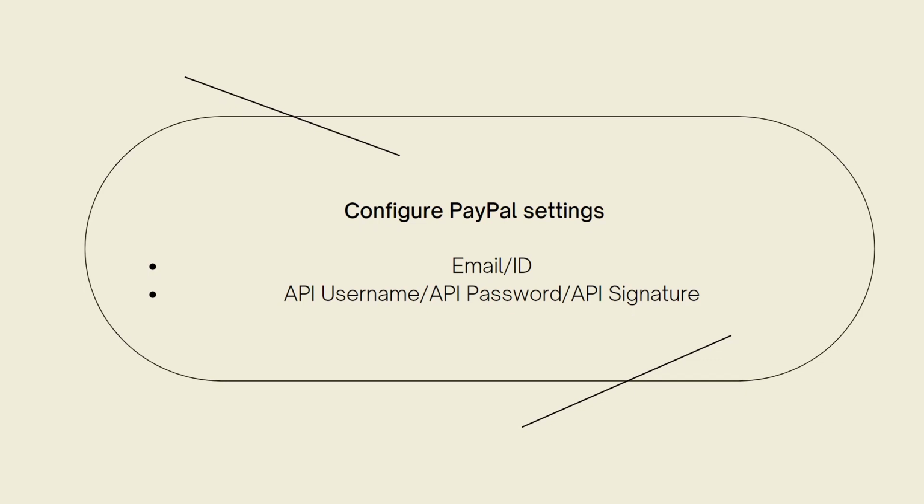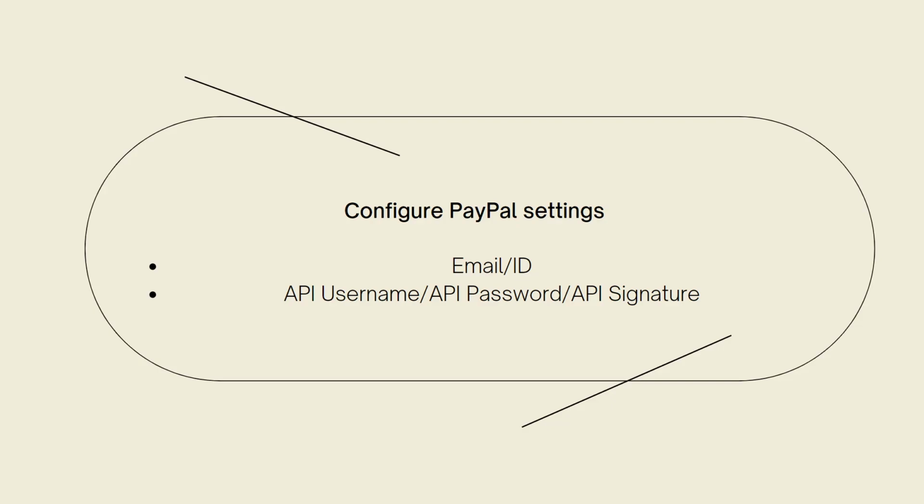Configure the PayPal settings. Enter the following details in the PayPal settings. First of all, we have the email ID. Enter the email address associated with your PayPal business account.